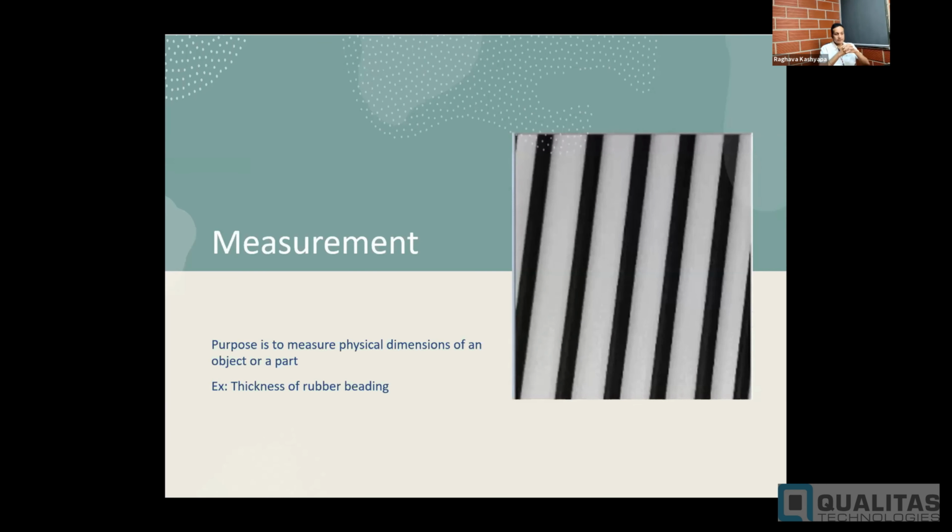You know, instead of using a scale, you can use a camera and software to measure a dimensional property. So in this particular case, let's say you want to measure the thickness of this beading. This is actually a rubber beading, and you can use machine vision to measure the thickness to control the quality, so to make sure the thickness is always consistent.